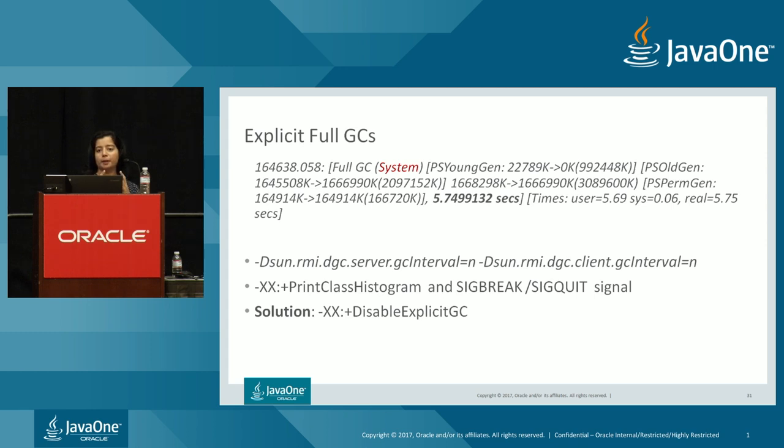We also need to make sure that the diagnostic tools we are using to collect diagnostic data are not unknowingly invoking full GCs in our application. For example, if we have the option PrintClassHistogram enabled in our application, and we send a SIGBREAK or SIGQUIT signal to the application, it would invoke a full GC before collecting the class histogram or the object histogram. So in such scenarios, we have to be aware that our application doesn't have explicit full GCs getting invoked. There is an option, DisableExplicitGC, which can completely disable explicit GC invocation for our applications.